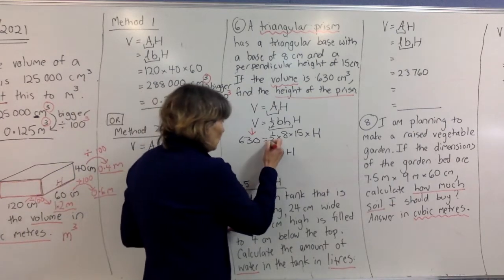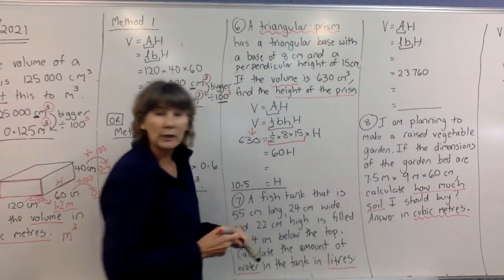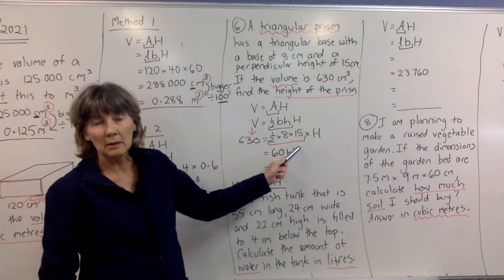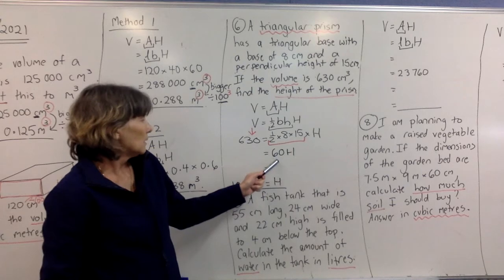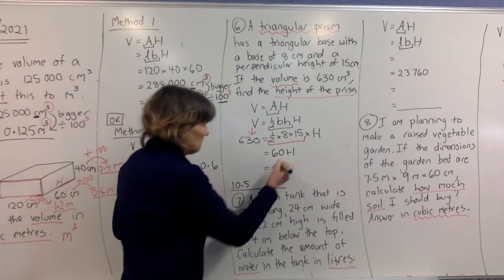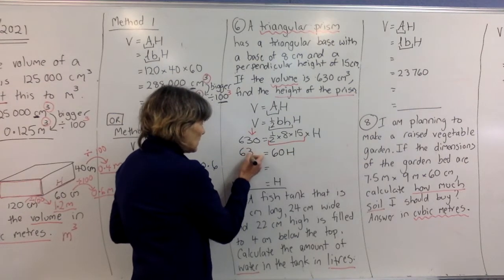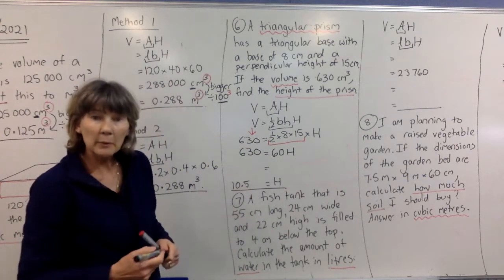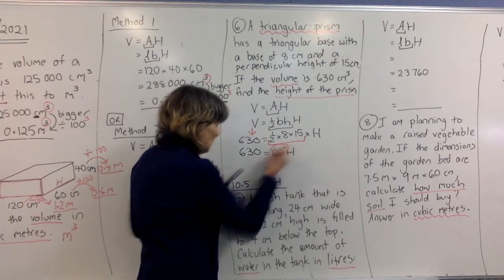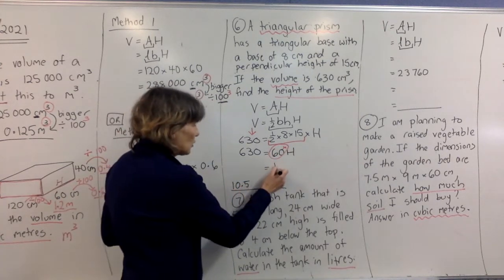So what you're going to do is just work out what you can on your calculator. If you put a half times 8 times 15 in, you're going to get 60. So we end up with 60 and an h still sitting on the end. This 630 is going to stay there. So now we're just solving this little equation. We're going to get rid of our times 60, so that'll keep the h on its own.